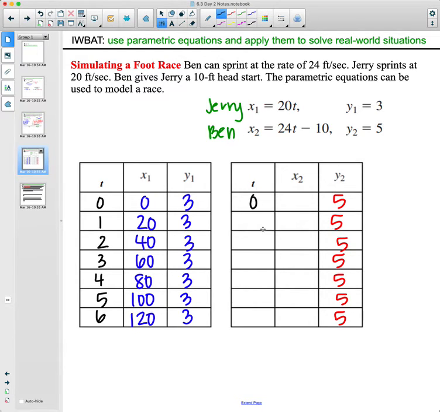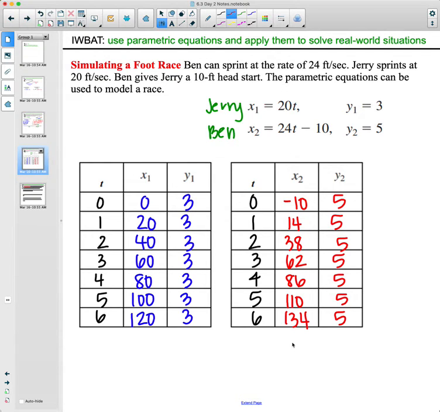And then let's do the same for Ben. At the initial time, when we start going, Ben's going 24 feet per second. So initially Ben's at -10. He's starting from behind, right? He gave him a 10-foot head start. After 1 second, 24 times 1 is 24, minus 10 is 14. Then 24 times 2 is 48, minus 10 is 38. 24 times 3 is 72, minus 10 is 62. Then times 4 is 96, minus 10 is 86, times 5 is 120, minus 10 is 110, times 6 is 144, minus 10 is 134.